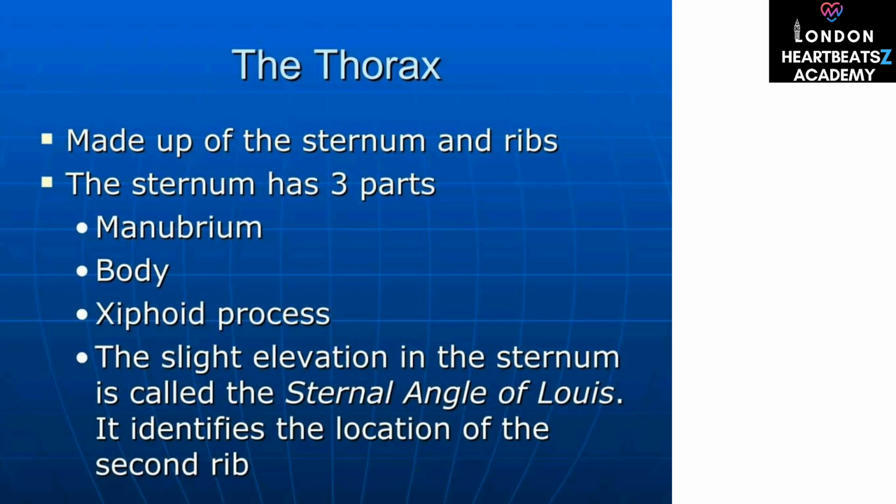The thorax is made up of the sternum and ribs. The sternum has 3 parts: the manubrium, the body, and the xiphoid process. The sternal angle of Lewis, a slight elevation, identifies the location of the second rib.